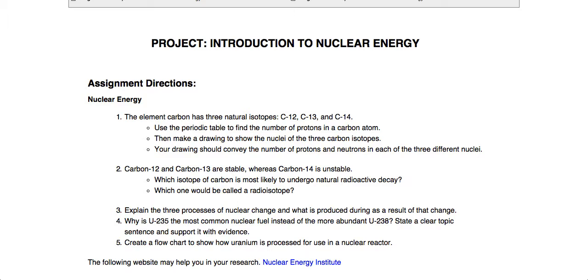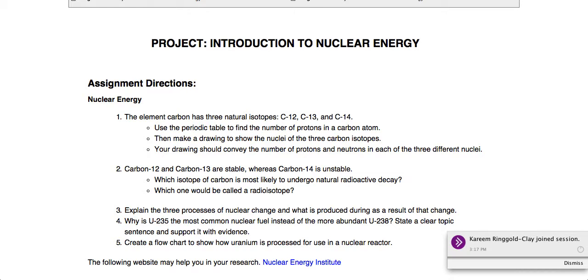So what I'm looking for with this is clear, concise answers that fully answer the question. I'm looking for sources, and I'm looking for some paragraph format for these. I'm also looking for the drawings that you do to be constructed well and cleanly so that I can interpret them. Whether they're done computer aided or by hand, I can interpret them. Okay, so with that, that's pretty much everything.